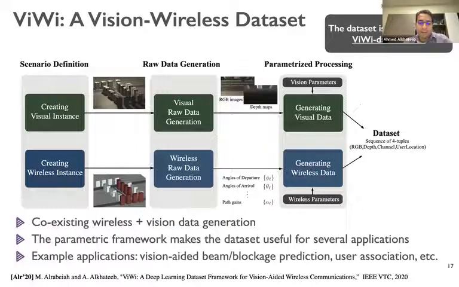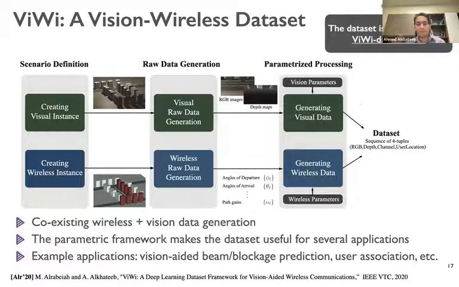So for that, in 2019 and 2020, we developed this data set called ViWi, the Vision-Aided Wireless data set. The idea here is to have coexisting wireless and visual data, where we build the same 3D environment. It is a synthetic data set. We built this environment in accurate 3D ray tracing as well as accurate game engines.